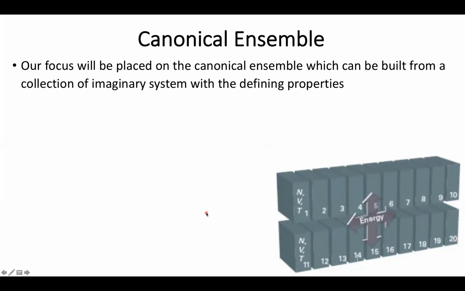So we're going to essentially build it from an imaginary collection of systems. So I'm going to have, say, n number of systems, which I'm going to define as 1, 2, 3, 4, and so on, or with the general state of i. So each of these systems can be found in a different state.